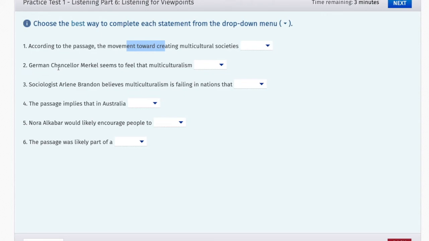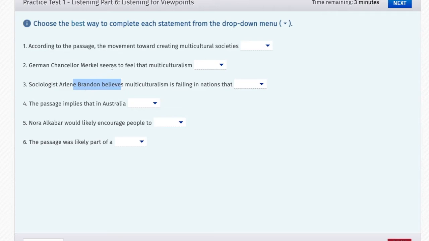Number two, okay, so we have Merkel. And again, the keyword is just Merkel because the topic is multiculturalism, so it's not a keyword. And "seems to feel" is just kind of her action. So we also need to understand, for every question, what point is it related to? What viewpoint? Next, we have Brandon.